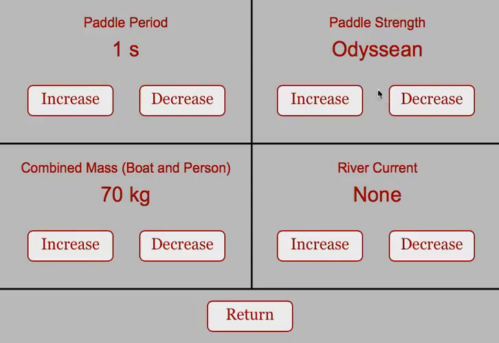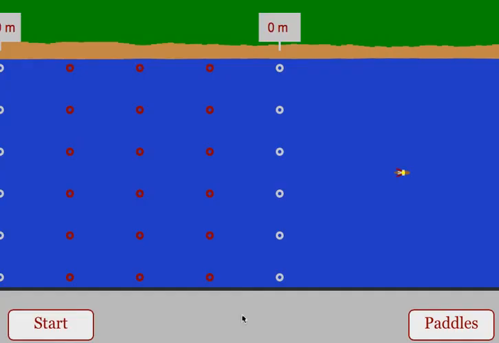So I would suggest the students changing only one variable, so they can do it first for someone who is Odyssean in strength. Then they can increase that to someone who is Herculean in strength. They can then decrease to other strengths and plot out the data for each of the different paddle strengths.